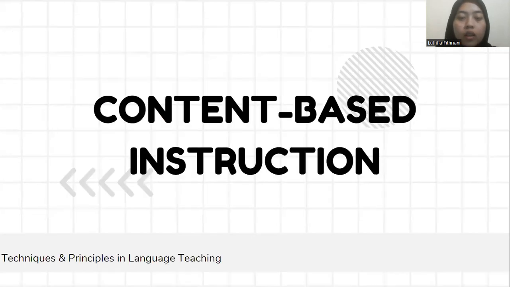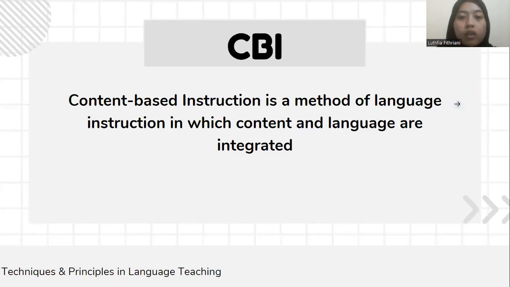Let's start with content-based instruction. Content-based instruction is a method of language instruction in which content and language are integrated. So it is an effective teaching method of combining language and content learning. Instead of focusing on language form, the curriculum of this method is based on the content.